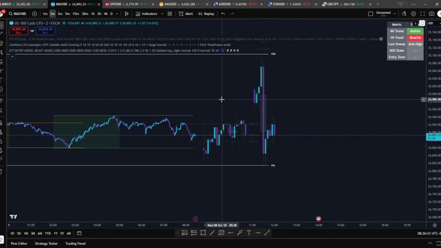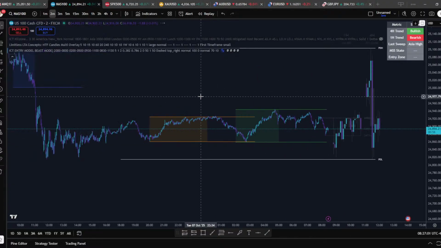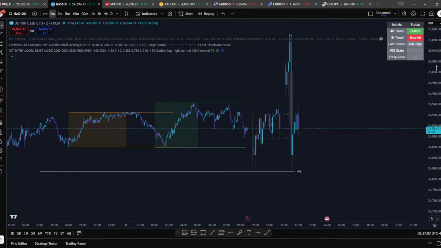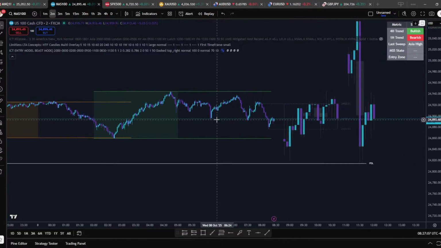So that's the indicators that I use. In the future they might change. From time to time I might add a few things here and there. It just depends. So that's what I use, and that's what I'm comfortable using.